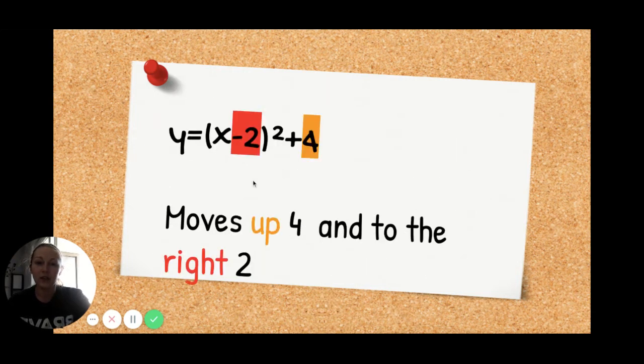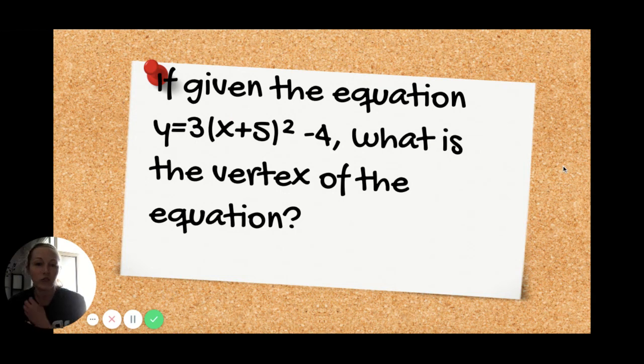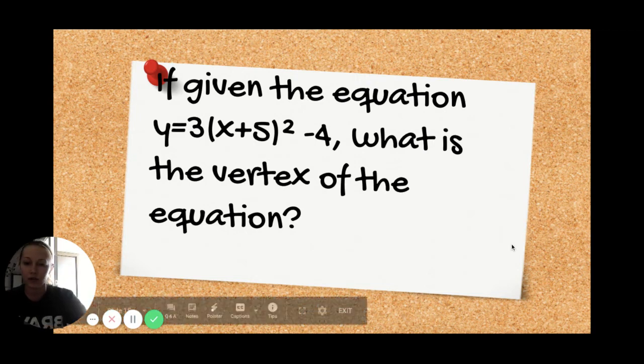So the answer is it's going to move up 4, and it's going to go to the right 2 because it's minus 2. Okay, next question. If the given equation is y equals 3 times the quantity x plus 5 squared minus 4, what is the vertex of the equation? I remember I need an ordered pair, x comma y. What are the numbers that are going to go there?